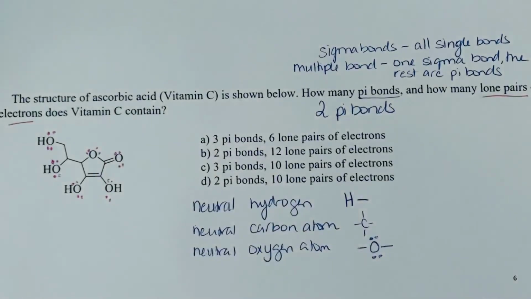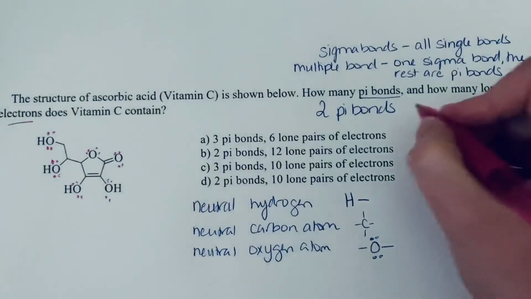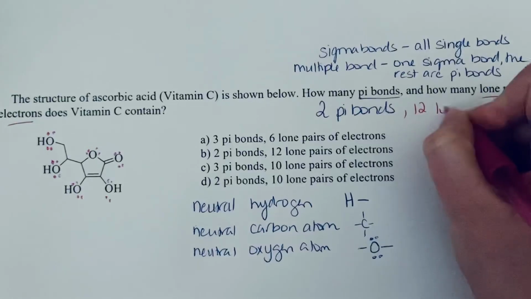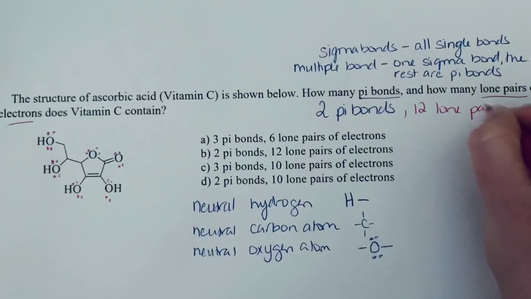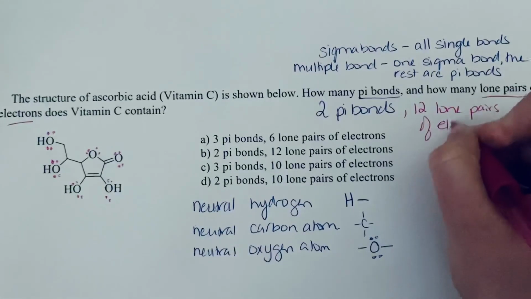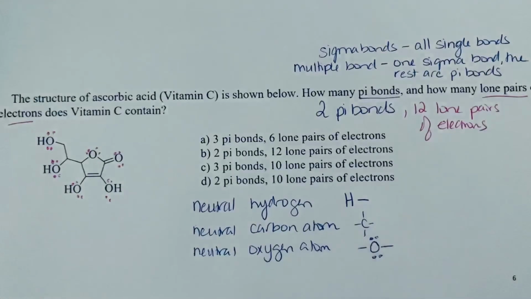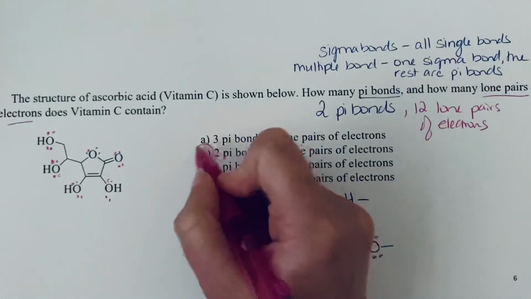And we could count those pairs, or we could recognize, well, we've got 2 lone pairs for every oxygen, and if we count that we have 6 oxygens, then we would know that 6 times 2 is 12, and we have 12 lone pairs of electrons. And so that means that the correct answer here is B.